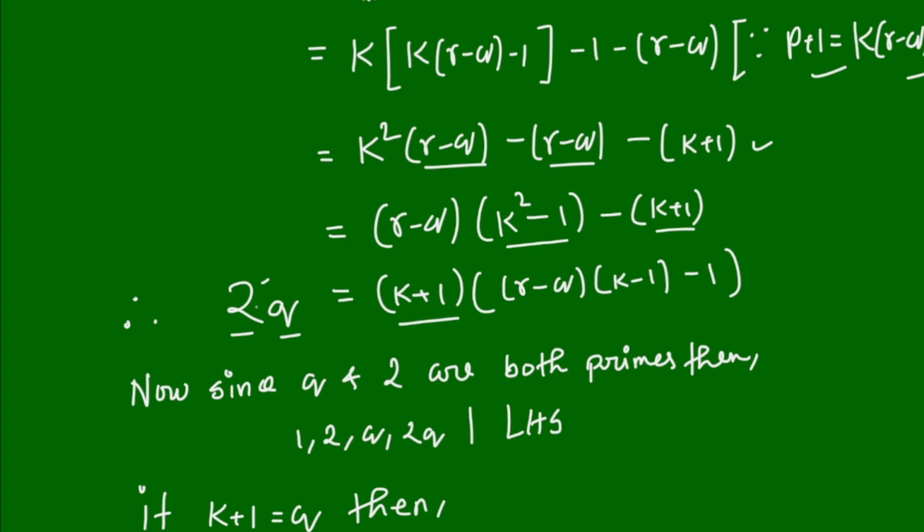So you can write 2q as a product of 1 into 2q or 2 into q and stuff like that. And you also have to note that k plus 1 is greater than or equal to 3.